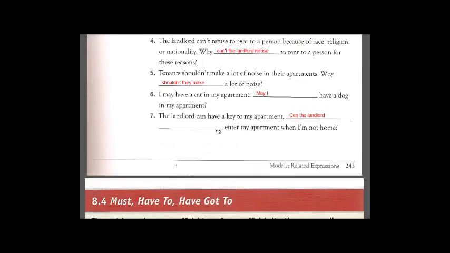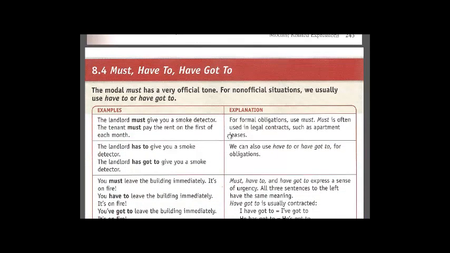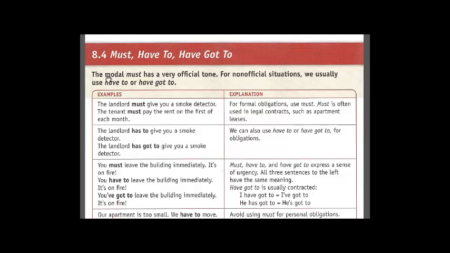Alright, let's continue with 8.4. We're going to talk about must, have to, have got to. The modal must has a very official tone. For non-official situations, we usually use have to or have got to. So, for example, the landlord must give you a smoke detector. The tenant must pay the rent on the first of each month.